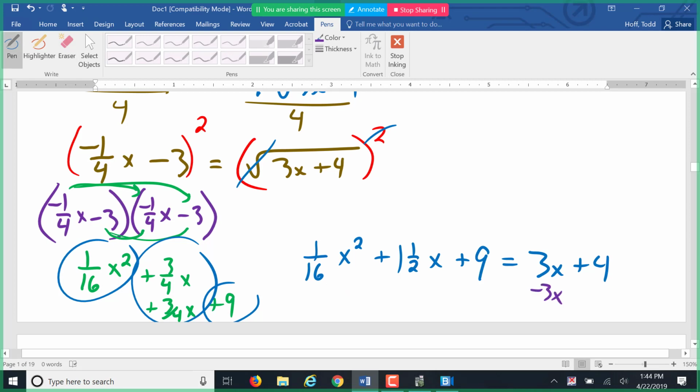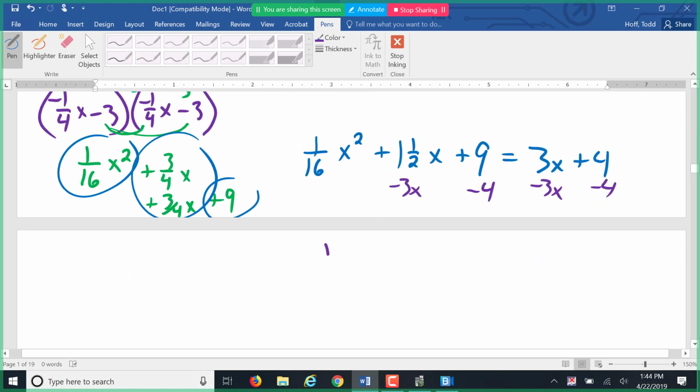So we subtract 3x, and we subtract 4 to set that to 0. So this is 1/16 x squared minus 1.5 x plus 5 equals 0. And then we would go about factoring that.